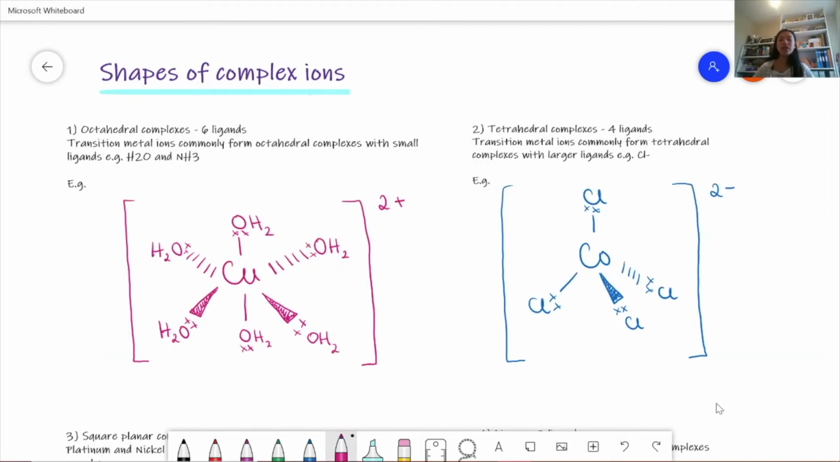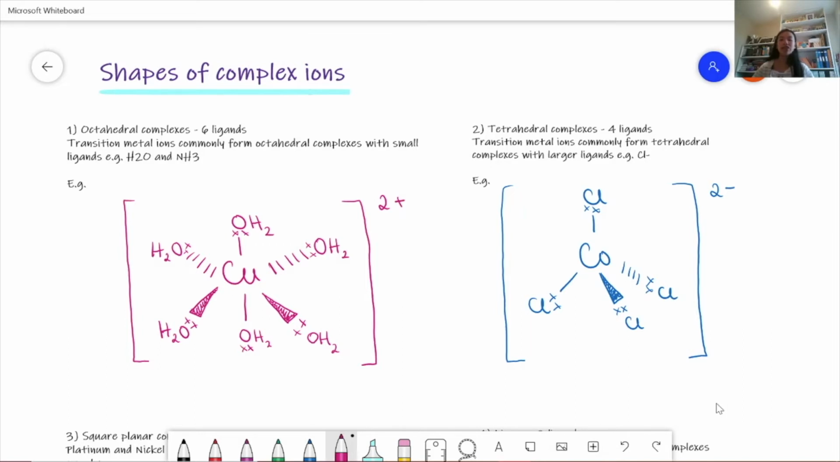Now I'm going to talk about the shapes of complex ions. So the first shape that we get is an octahedral complex, and this is normally when we have 6 ligands. So transition metal ions commonly form these octahedral complexes with small ligands, so for example water and ammonia. And so as you can see, we've got copper 2+ in the middle and 6 ligands all placed equally spaced around this copper 2+, and that's how we get the octahedral complex.